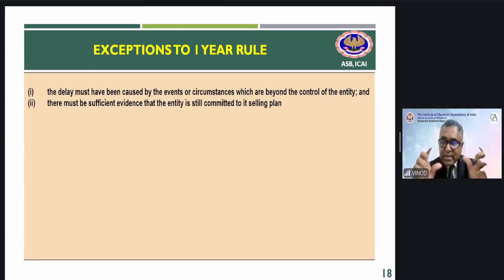So this is a slightly gray area. Things can go up and down. We have to be very careful here. When we learn the measurement principles of the standard, then we will know why this classification of held for sale is so important.